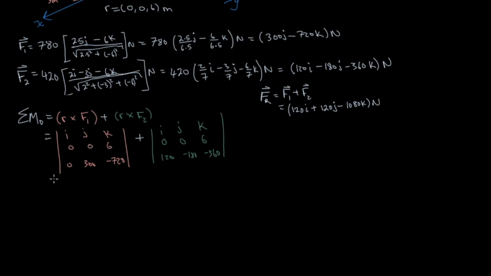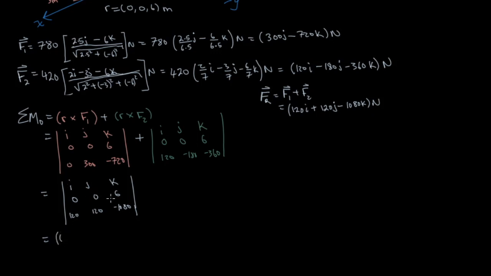So we would write it here like so. We got i, j, k, 0, 0, 6. And we got 120, 120, and negative 1080. Okay, so instead of taking two cross products, now we're only going to take one, which makes this a lot more efficient. So when we do that, we get this.